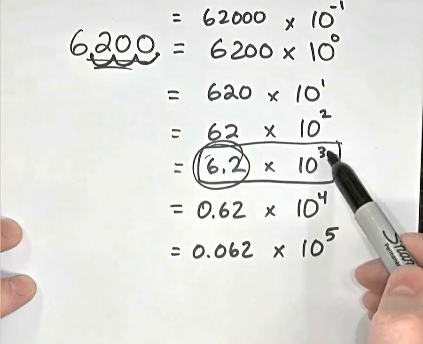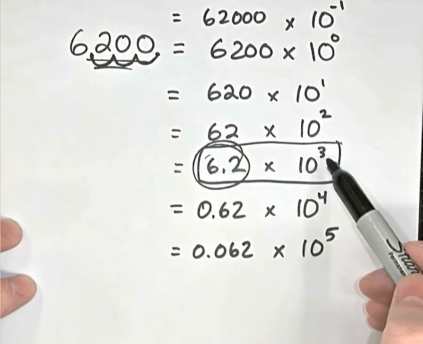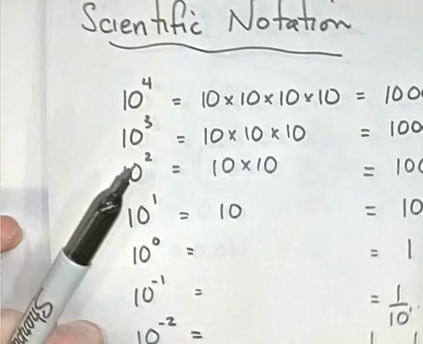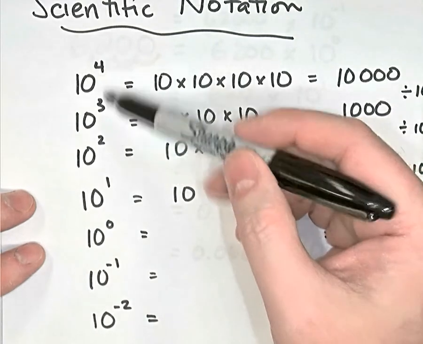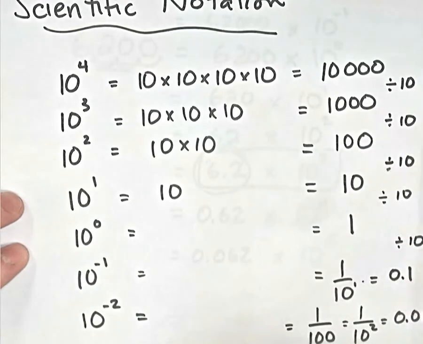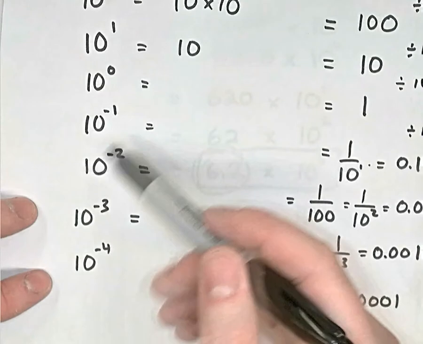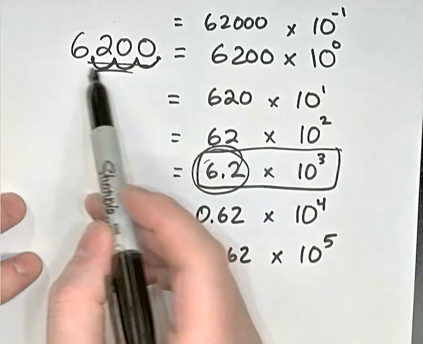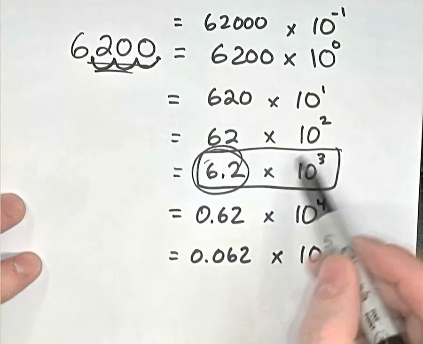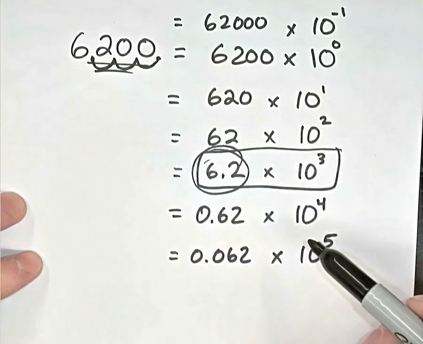Now, why is it positive 3? Well, as we saw earlier, when the exponents of powers are large, positive numbers, the numbers are big. When the exponents are negative numbers, the numbers are small. So because 6200 was a big number, the exponent over here is positive 3.